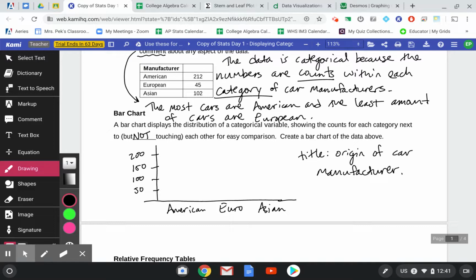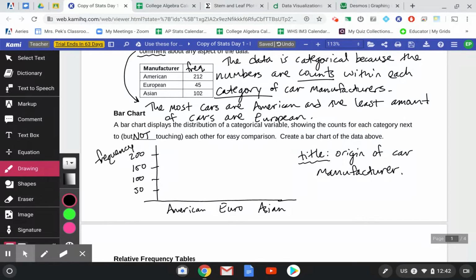So things that we want to make sure we do, we want to make sure that we title our graph, and you can put it below your labels on your horizontal axis or above the graph or to the side. I didn't really have much room, so I put it to the side. We always want to label our vertical axis, and in this case, we're going to use frequency. So I'm going to label it as frequency because I'm just going to use those counts. Frequency is just another word for how many are in each category. And then we want to write our categories on the horizontal axis. So I have American, European, and Asian.